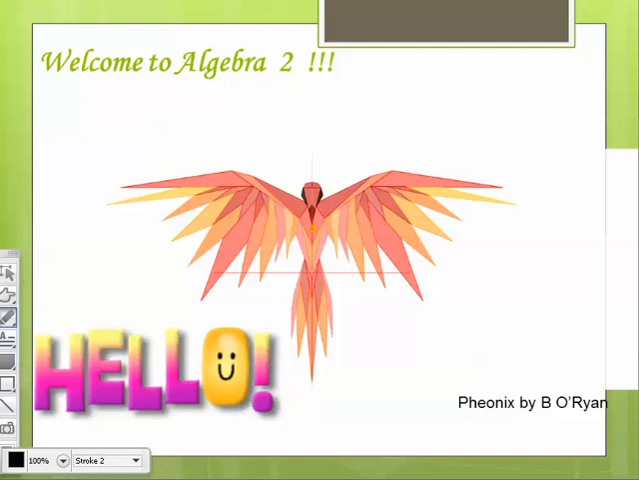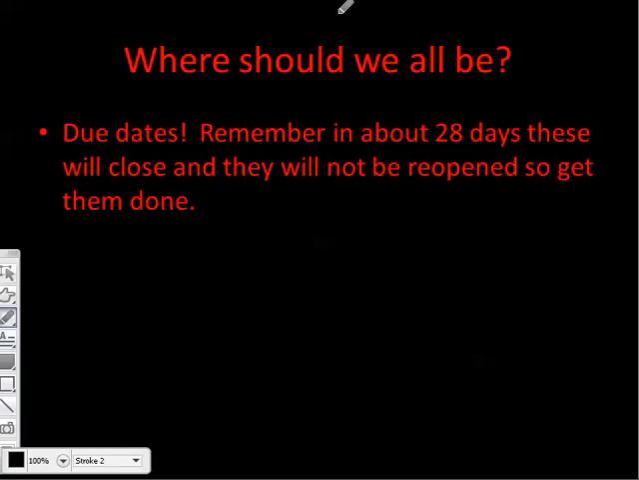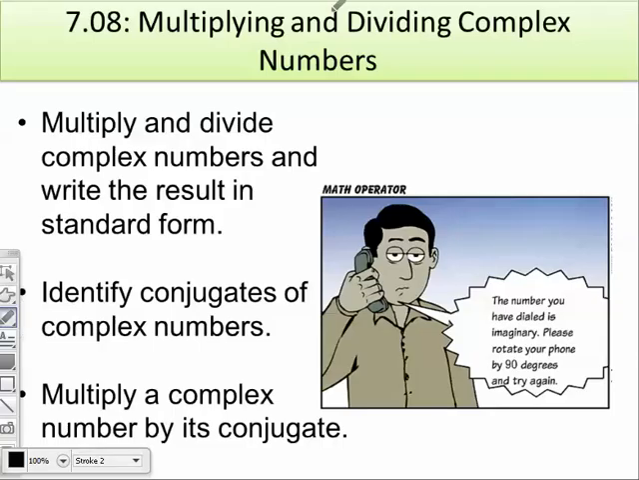We're continuing on through our trip through imagination in Chapter 7. We are going to be looking at more dealings with complex numbers, but this time we're going to be multiplying and dividing complex numbers, and we're going to show you how to do that. And then we're also going to talk about something called a conjugate of a complex number, and we're going to multiply a complex number by its conjugate and see what we wind up with.